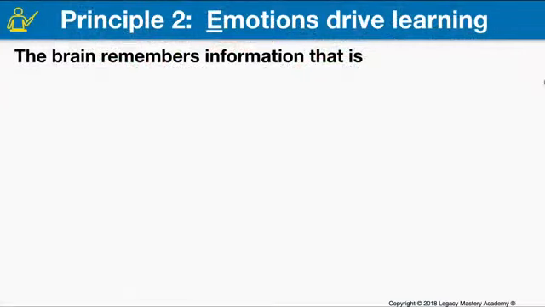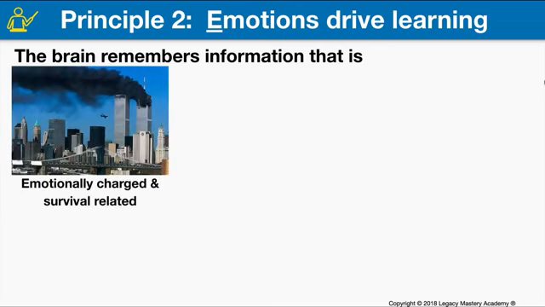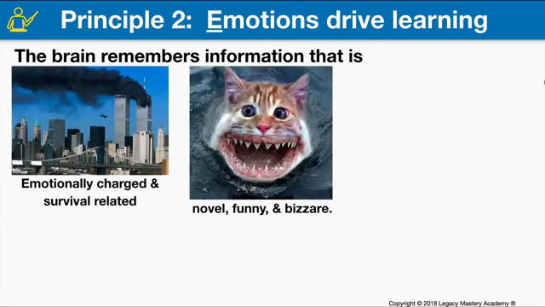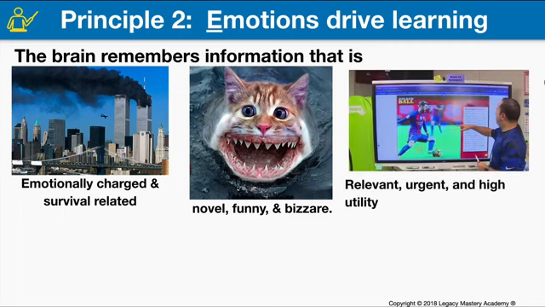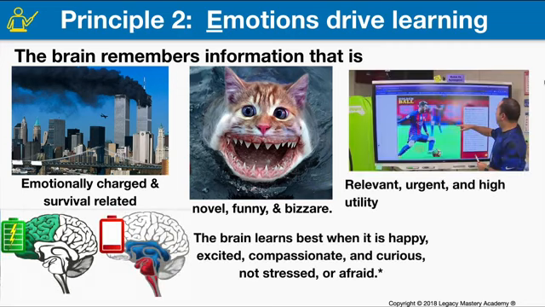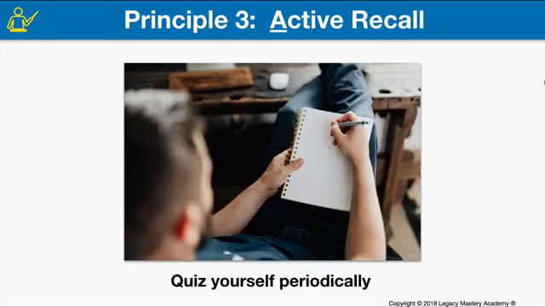E stands for emotions drive learning. We remember information that is emotionally charged and survival related, novel, funny, and bizarre even, relevant, urgent, and high utility. And the brain learns best when it's happy, excited, curious, and compassionate, not stressed, afraid, or defensive, or other distressed emotional states. A stands for active recall.